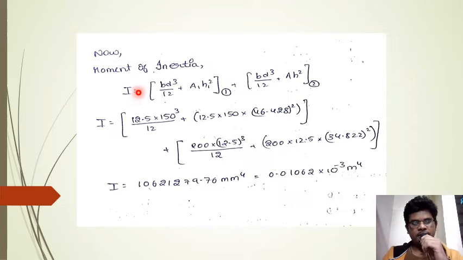Now substituting the values of H, A, B and D in the moment of inertia equation, we get the moment of inertia as 1062127.976 mm power 4, that is equal to 0.01062 into 10 power minus 3 meter power 4.